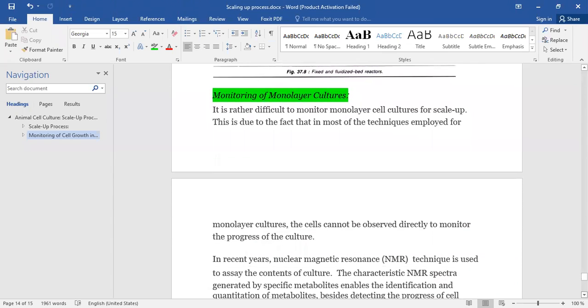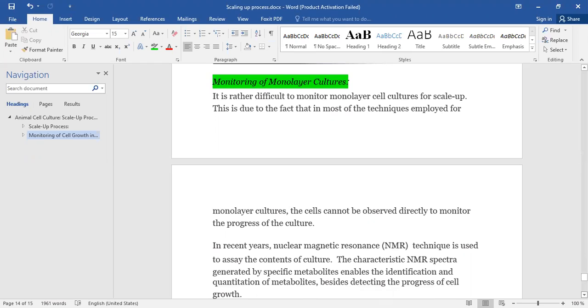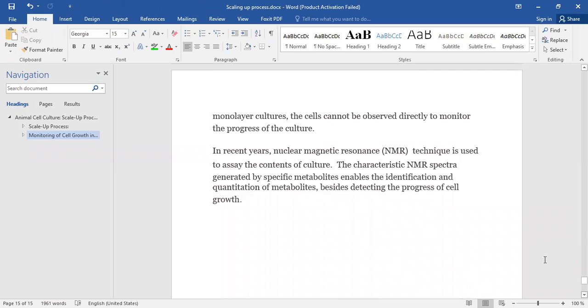Now, the monitoring of the monolayer culture. Monitoring of the monolayer is very difficult, as we have already discussed: we are not able to measure the amount of oxygen, carbon dioxide, proteins, and nucleic acids, because the cells are anchorage dependent, so we cannot determine the quantity. But NMR is a method which has been used in the last few years for monitoring the monolayer culture, but it is very costly. That is the disadvantage of this method: monitoring is very hard and not possible in some cases, and if possible, then it is very costly.